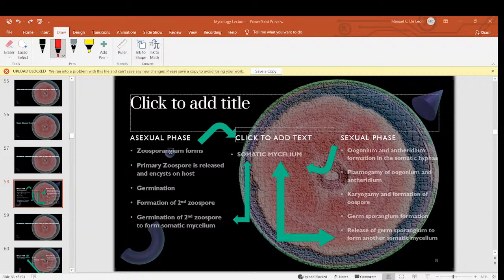All right. The asexual phase is very straightforward. The initial sporangium will fly off of the aerial mycelium, and then it will encyst itself into a host, and then it will germinate, and then the secondary zoospore will form.